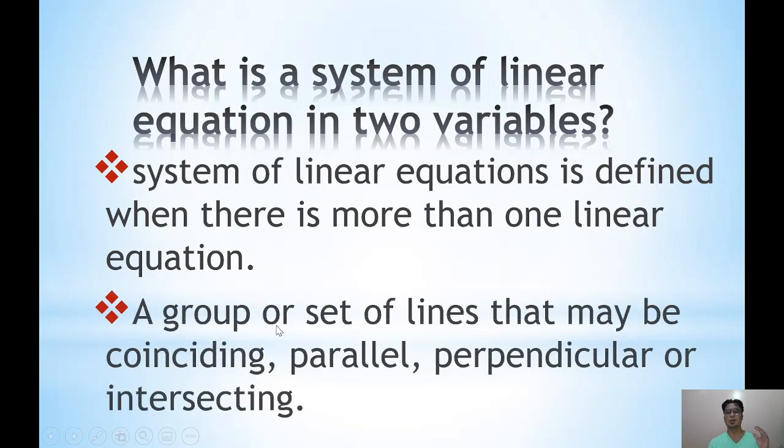Or a group or set of lines. Ito na yung sinasabi po ni Sir. We have here now the set of lines. And those set of lines can be classified as coinciding, parallel, perpendicular, or intersecting. If we will be clarifying things, that will be coinciding lines, parallel lines, perpendicular lines, or intersecting lines. This is what we call the system of linear equation in two variables.